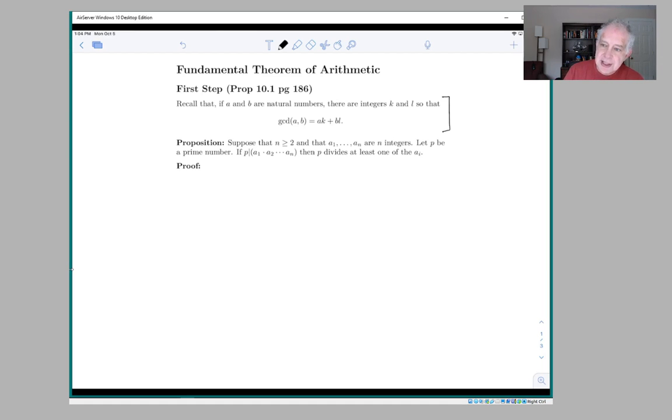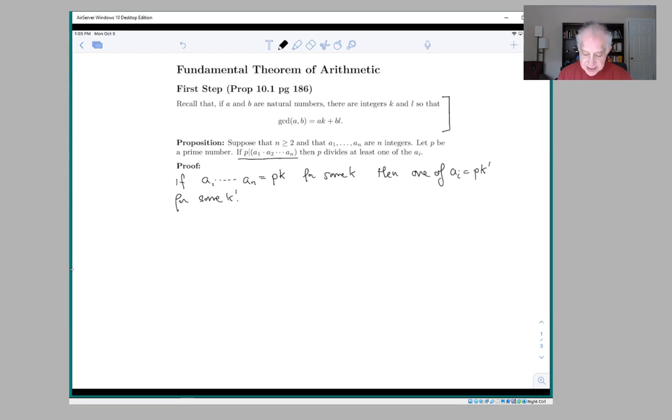So the proposition that we're going to try to show is that suppose we have at least two integers, and we have a prime number p, and if the prime divides the product of all those numbers, then it divides at least one of them. So remember what divides means. This means that if the product a1 up to an is pk for some integer k, then one of the ai's is p times some integer k prime.